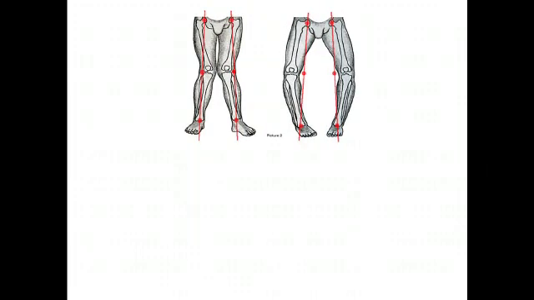So this picture shows you what we mean by knock knee, or genu valgum, or bow leg, genu varum. Okay, concentrate on this picture to know in the future what you mean by these two diseases.